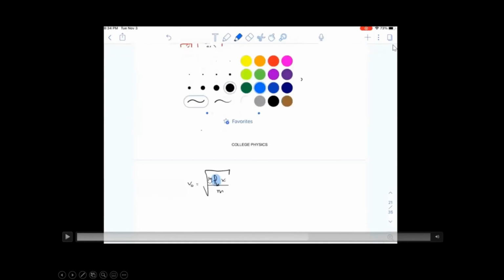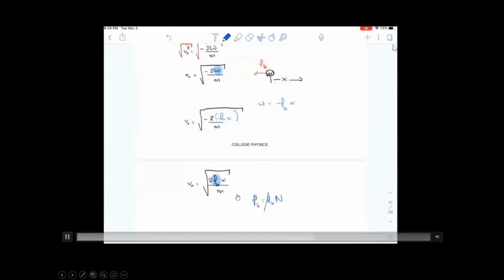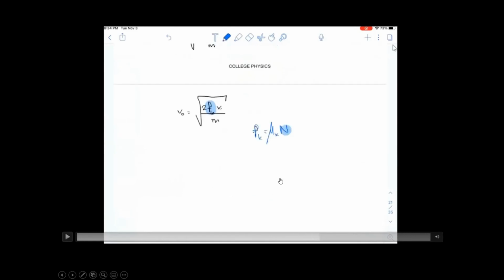All right, and they didn't give us an expression for the frictional force. They gave us an expression for the coefficient of kinetic friction. But we know what the expression for the frictional force is. So it's going to be mu sub k times n. N is not given to us. So now we have to come up with an expression for n.